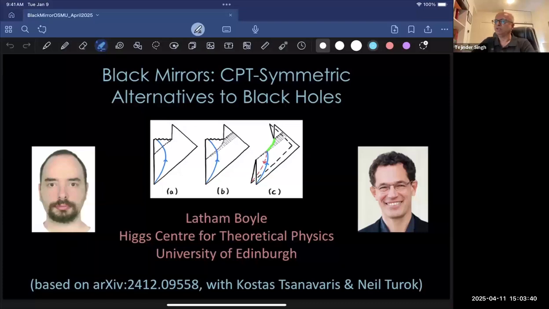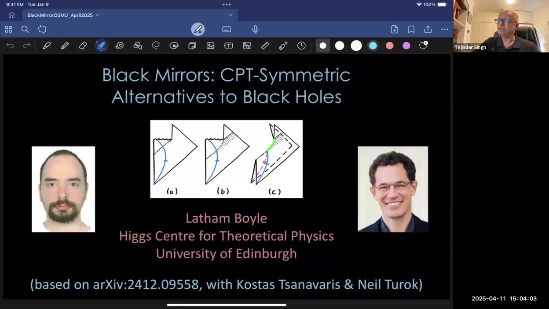Latham has also been very interested in self-similar quasi-periodic tilings, like the Penrose tiling, both because of their mathematical beauty and because of their connections to physics, for example, as a new tool for discretizing scale-invariant physical systems. This is what Latham talked about in OSMU last time.